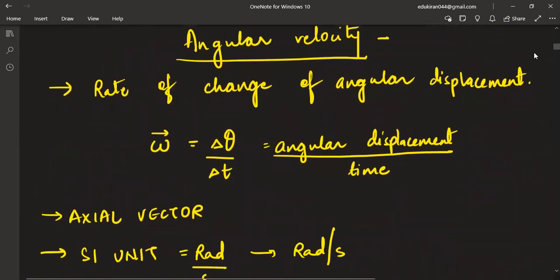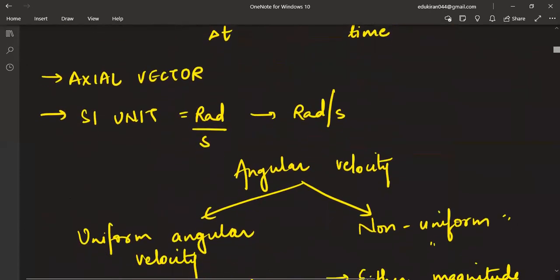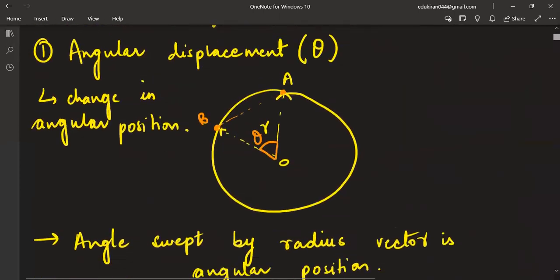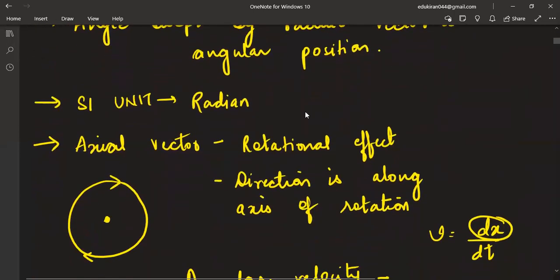But when there is change of angular displacement, we call it angular velocity. The way for linear displacement we write linear velocity, similarly for angular displacement we write angular velocity. This is the rate of change of angular displacement. Omega is equal to theta by t. So radian is the SI unit for angular displacement. Radian per second, right? This is getting divided by time. So radian per second is going to be the SI unit for angular velocity, and radian for angular displacement.